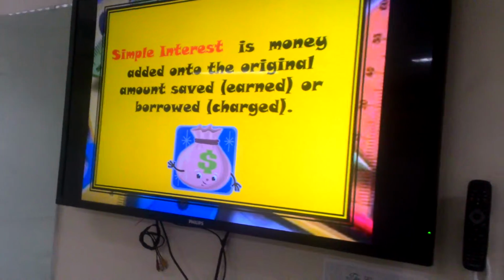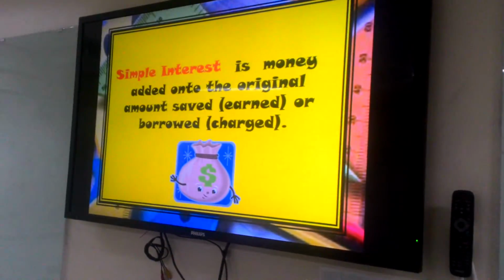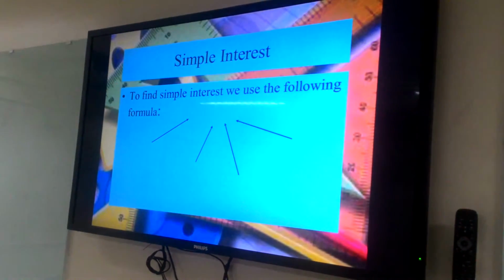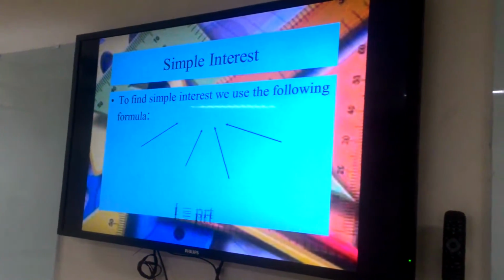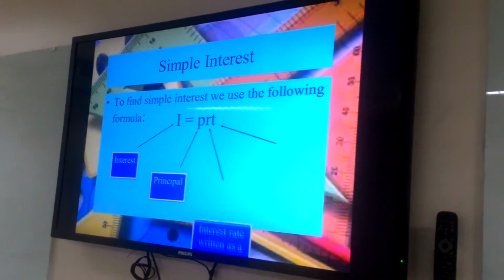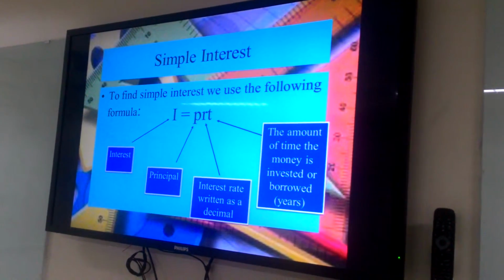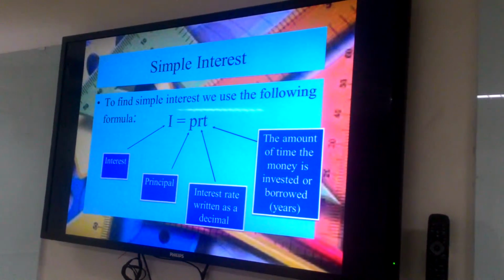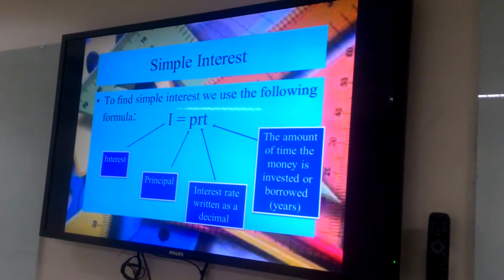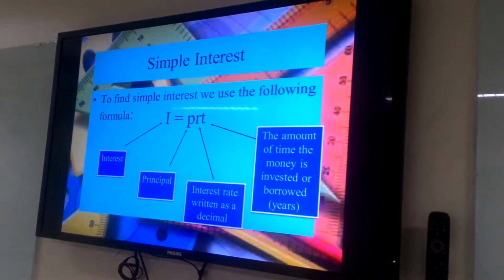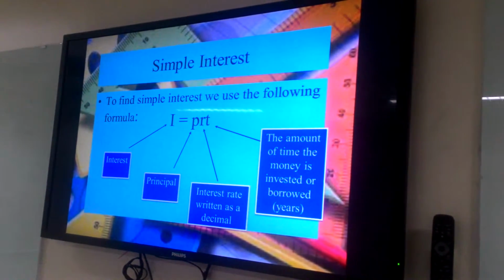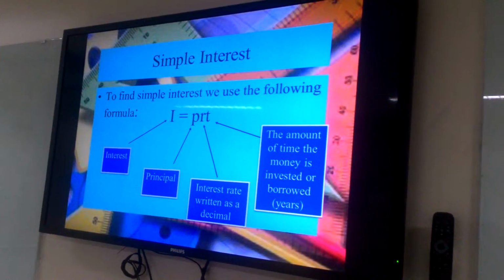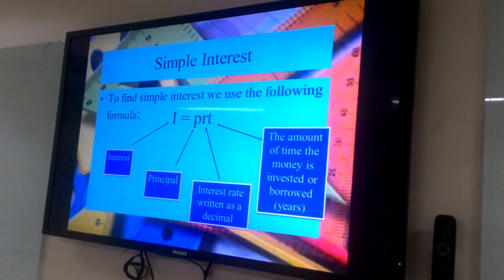Amount saved, earned, borrowed, or charged. This is the simple interest formula. To find simple interest, we use the following formula: I equals PRT, where I stands for interest, P stands for principal, R is the interest rate written as a decimal, and T is the amount of time the money is invested or borrowed for, in years.